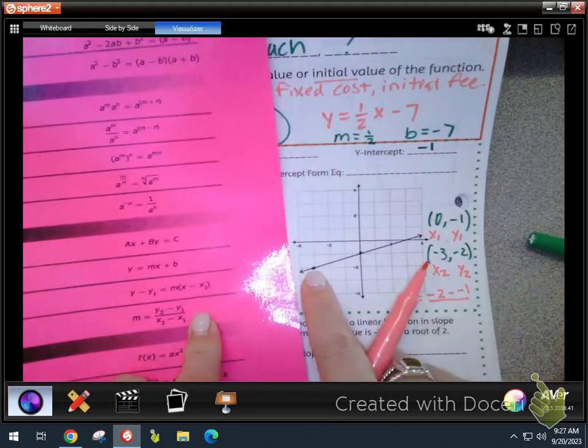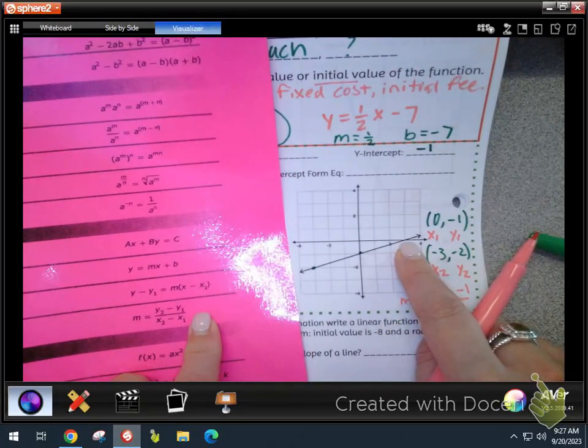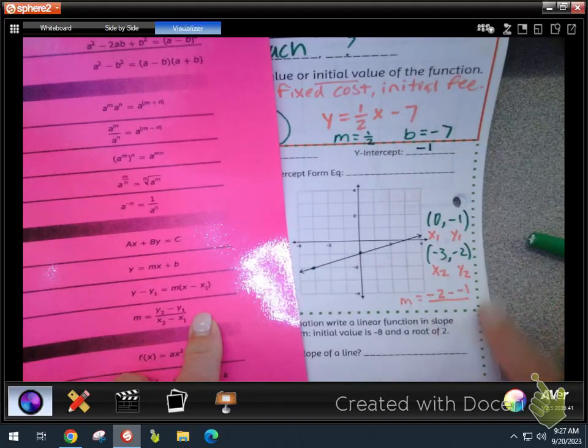That's the point that I used. You may have used a different one. If you used 3, 0, then that's fine. You should check to get the same answer. You should get the same answer.